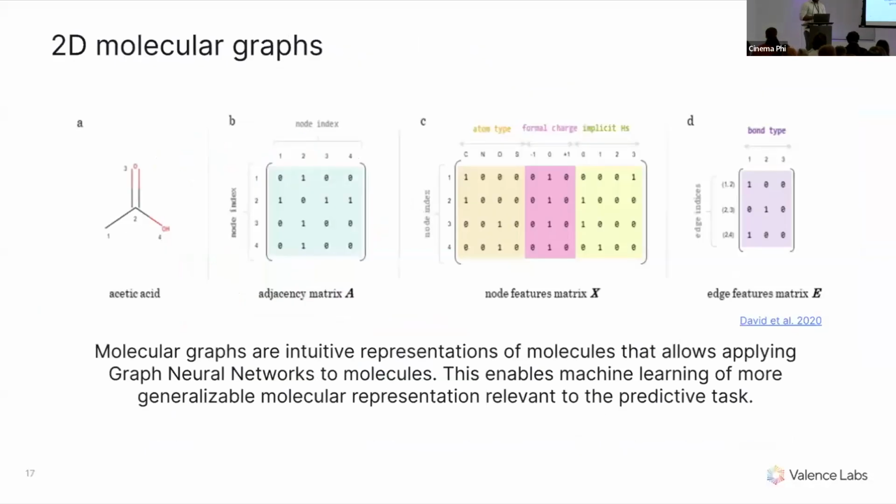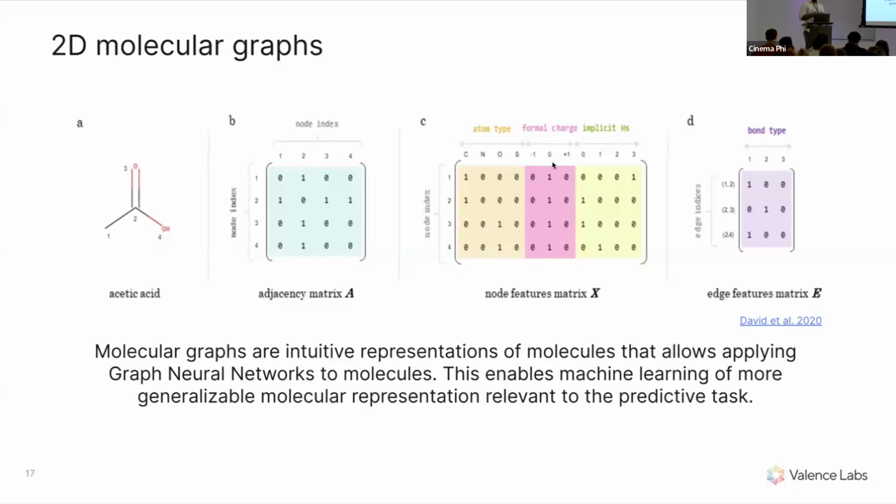Okay, let's talk about the 2D molecular graph. You can see that a graph representation is quite intuitive for molecular structure. So how do we actually represent a molecule as a graph? It's first thinking about atoms as nodes for your molecular graph, and you can build an adjacency matrix that tells you which atoms are connected. So it's a square matrix where you put 1 when there is a bond between the two nodes.